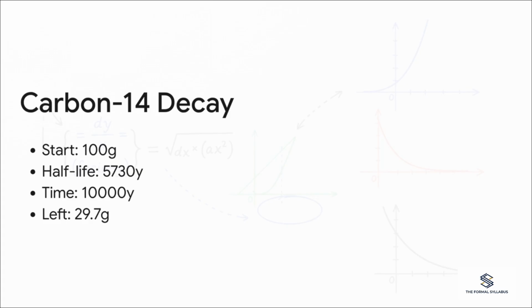If we start with a 100-gram sample of carbon-14, which happens to have a half-life of 5,730 years, our differential equation can project exactly how much will be left after 10,000 years. The math gives us exactly 29.7 grams remaining. By comparing carbon levels in an ancient bone to this exact curve, this equation literally becomes our ultimate time machine.